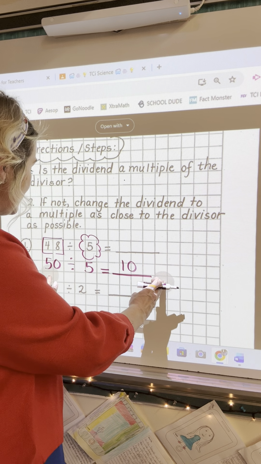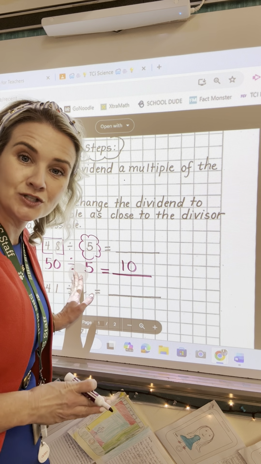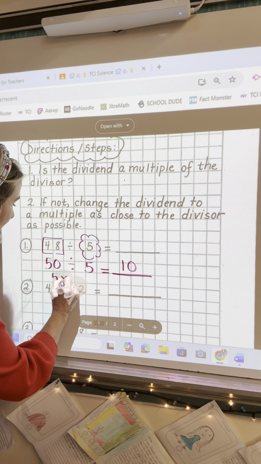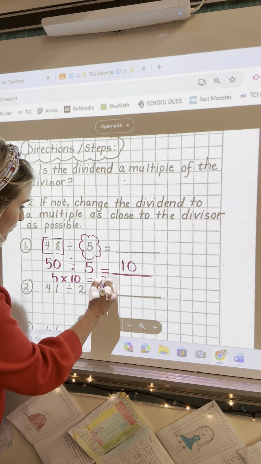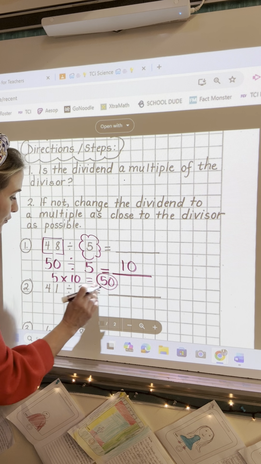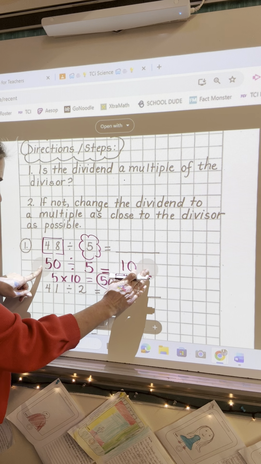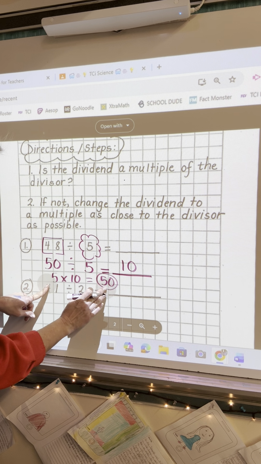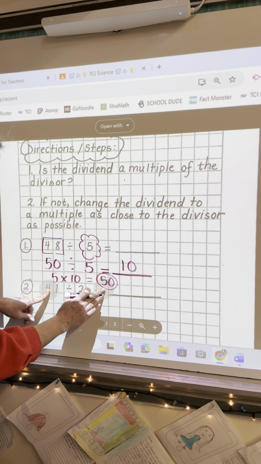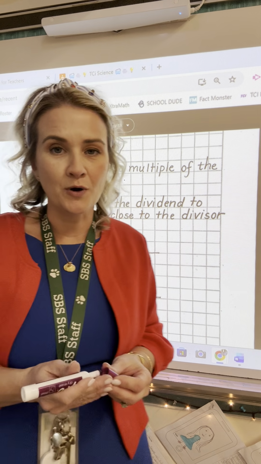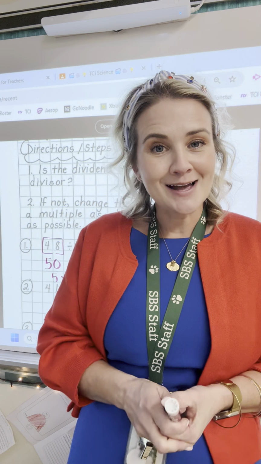So think about the inverse operation of division, which is multiplication, and show me that you can multiply 5 times 10, which will get you your product here of 50. So you know that you did your division problem correctly because you also used the inverse to prove that 50 is also the dividend that you changed your original problem to. So a lot to unpack here.